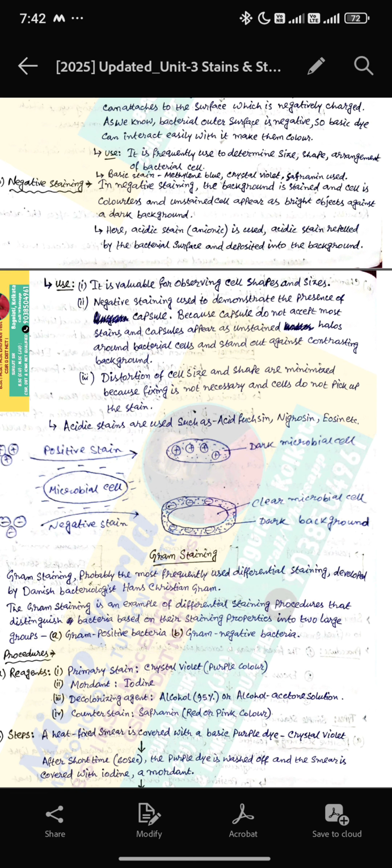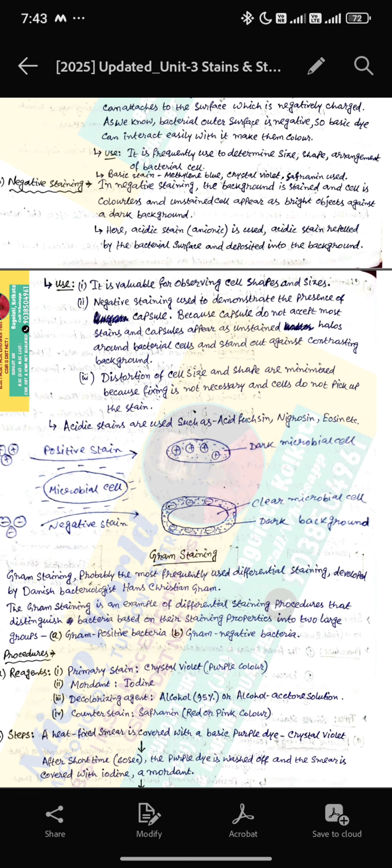Chalo. In negative staining, the background is stained and the cells are colorless, and the unstained cell appears. So, in negative staining, the background is stained. Okay. So, what happens in negative staining? The background gets stained. An unstained cell appears as bright color against a dark background. And the unstained cells will appear as a bright color against a dark background.